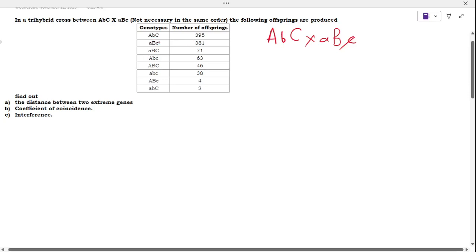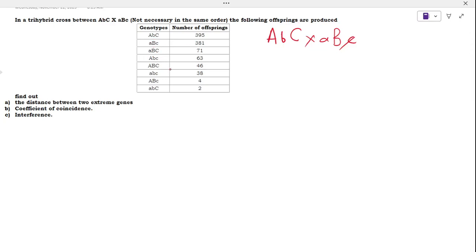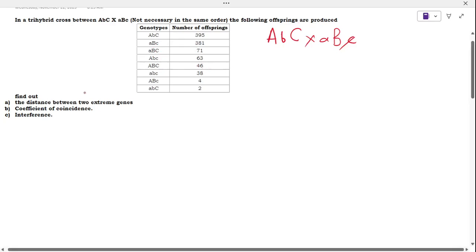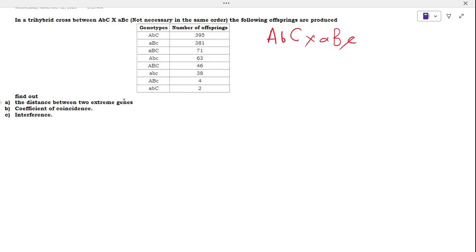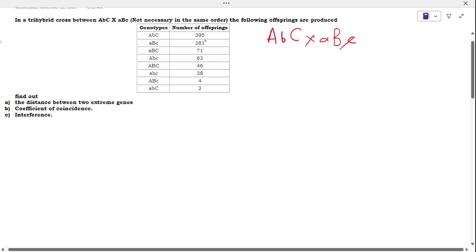I think eight combinations are given. In that, the question is to find out the distance between the two extreme genes. Normally, if three genes are there, based on the recombinant and non-recombinant products, we can easily calculate that. But here many recombinants are given. So how do we find that? We're going to discuss that in this session.